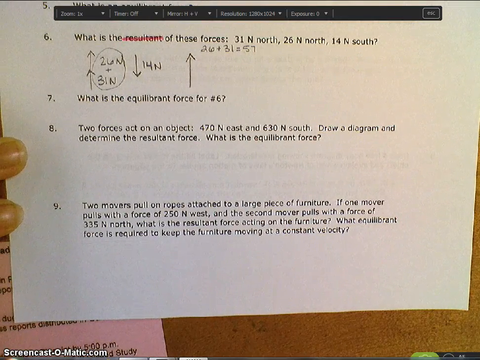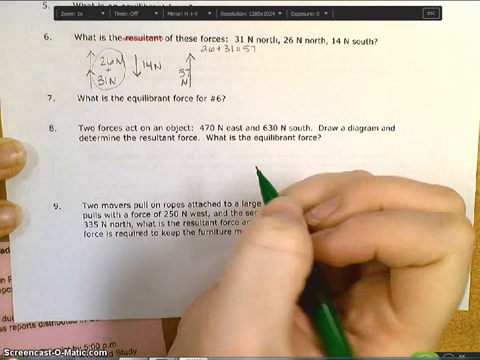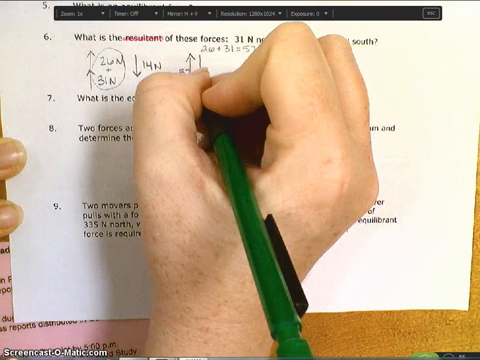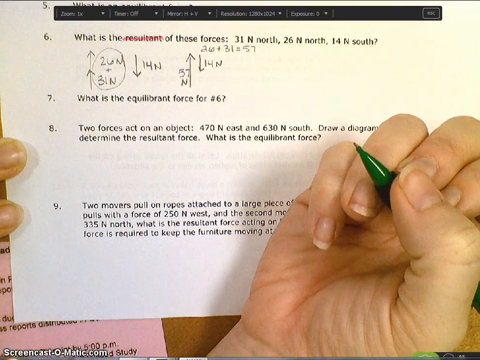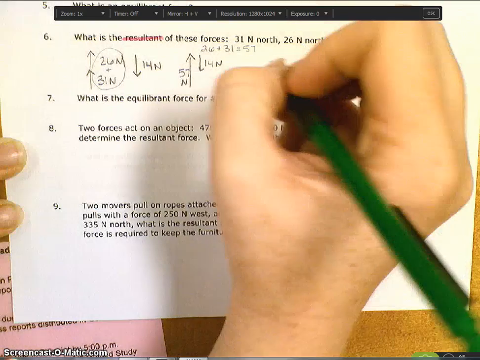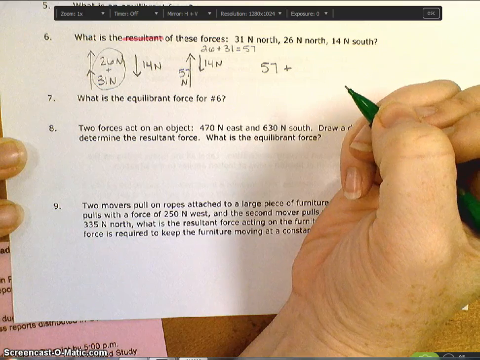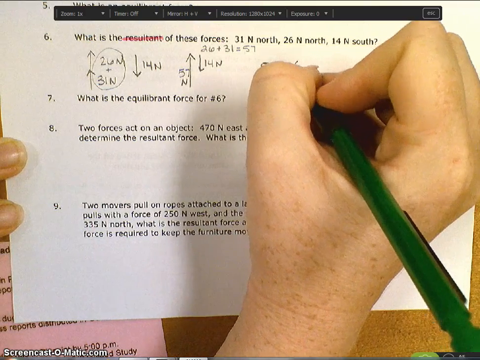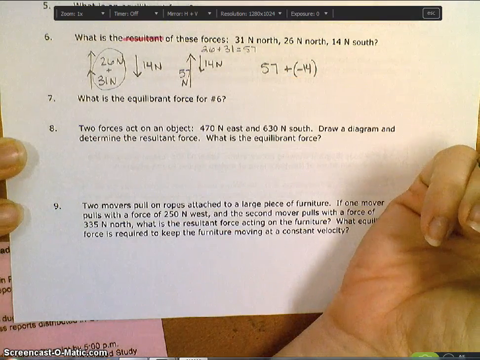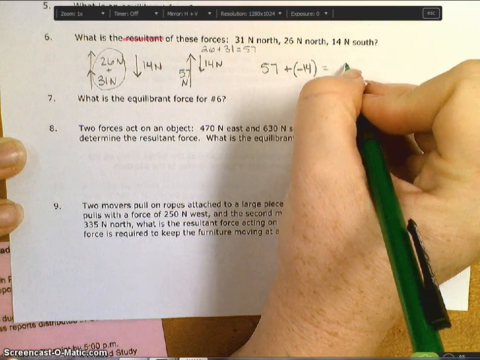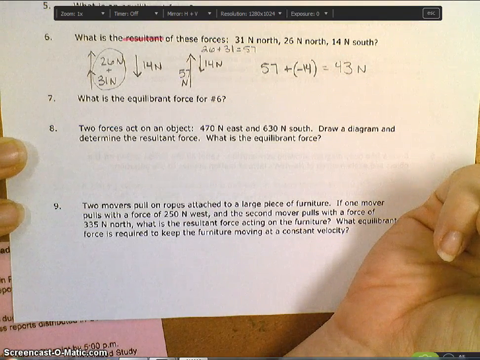Because 26 plus 31 equals 57, we have a 57 newton arrow pointing north and a 14 newton arrow pointing south. So by combining these vectors, we add them together, but remember, the 14 goes the opposite direction, so we make it a negative. 57 minus 14, you end up with an answer of 43 newtons.